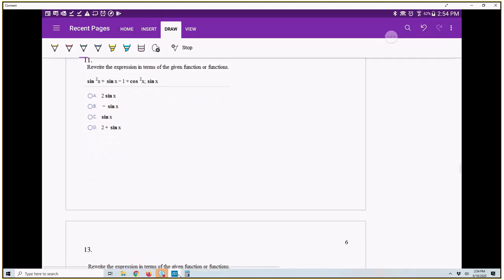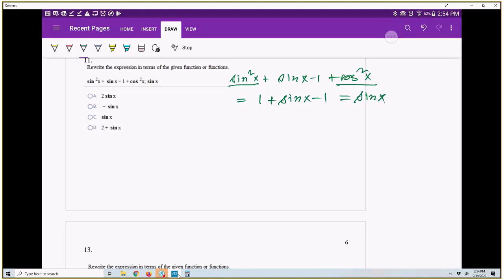Rewrite the following expression in terms of the given function or functions. So I'm going to write it in terms of sine. That should be pretty simple, because I'm starting with sine squared x plus sine x minus 1 plus cosine squared x. Think about the Pythagorean identity. Sine squared plus cosine squared is 1, plus sine x minus 1. So 1 and 1 will cancel each other, and I will just get sine x. So that is going to be my answer.